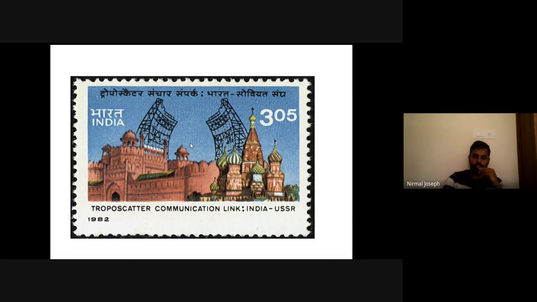So this is a stamp published by the Postal Department in 1982 when this link was established. It is showing the troposcatter communication link between India and USSR, the old USSR. At that time, Russia was the USSR only. It shows our Red Fort, and this is Moscow, and the link is also shown there. At that time, India was having too many dealings with the USSR, especially in the defense sector.